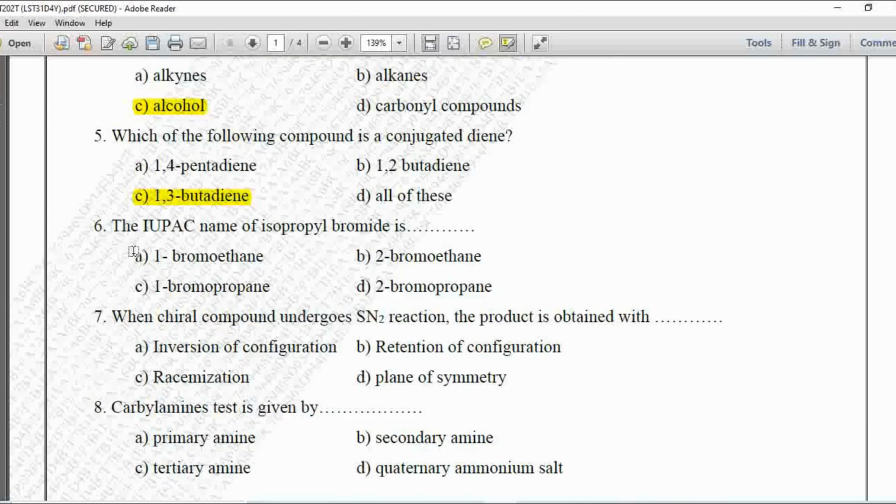Next, MCQ number 6. The IUPAC name of isopropyl bromide is option A is 1-bromoethane, B is 2-bromoethane, C is 1-bromopropane, and D is 2-bromopropane. IUPAC name of isopropyl bromide is 2-bromopropane. So the correct option is D.